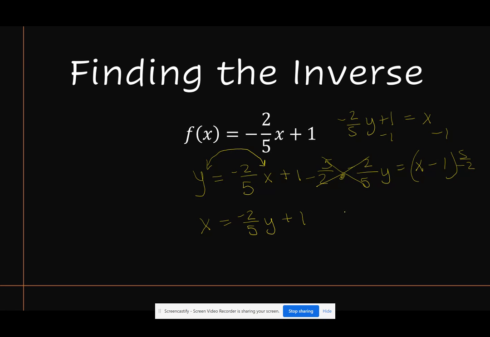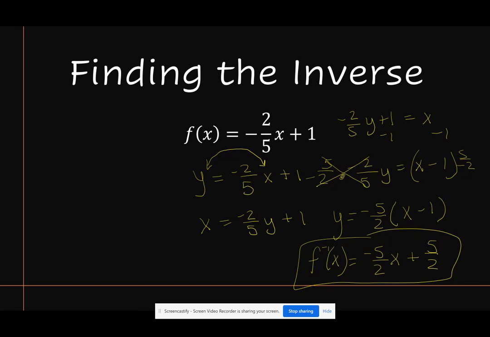So that's going to cancel out our fraction. We're left with y equals negative 5 over 2 times x minus 1. So you could either leave it like that or distribute that in. So negative 5 over 2x plus 5 over 2. And then replace this y with f to the negative 1 of x. That's our symbol for inverse. So this would be our inverse of negative 2 over 5x plus 1.